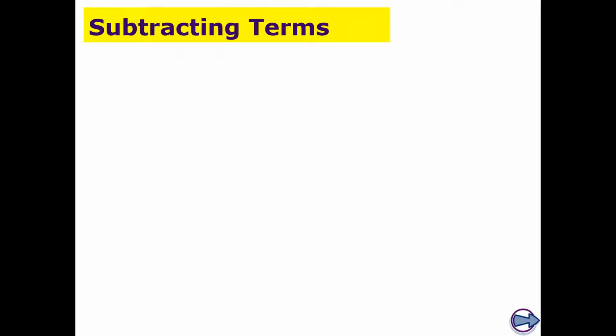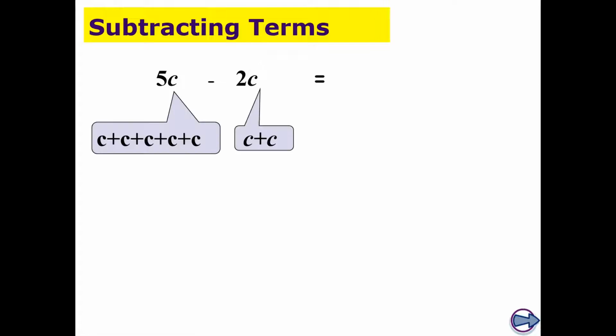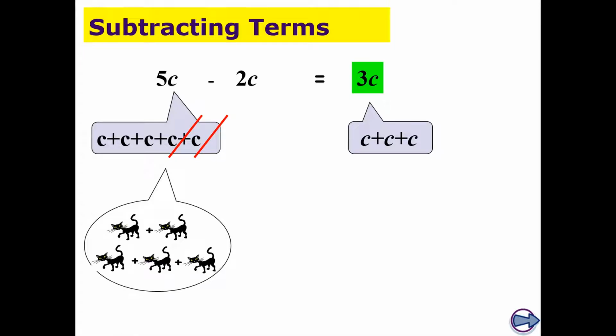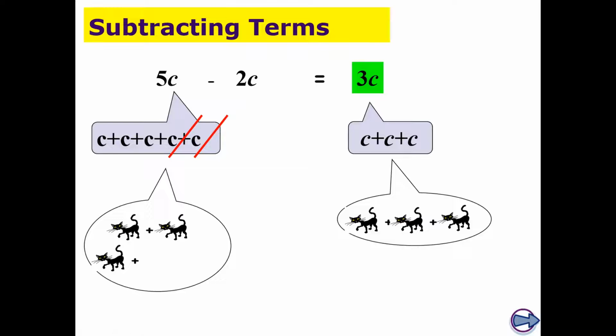Same sort of ideas apply when you're subtracting. So we've got 5C and subtract 2C. So we've got 5C here, and we're going to subtract 2C, so we can cross them out, and we'll just be left with 3C. And another visual representation for you, 5 cats, and we're going to take away 2 of them, and we'll be left with 3 cats.